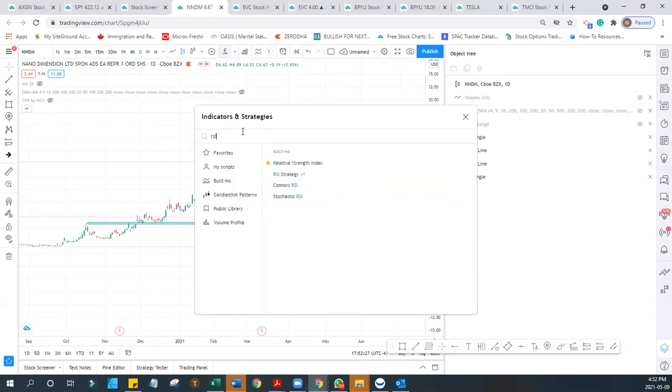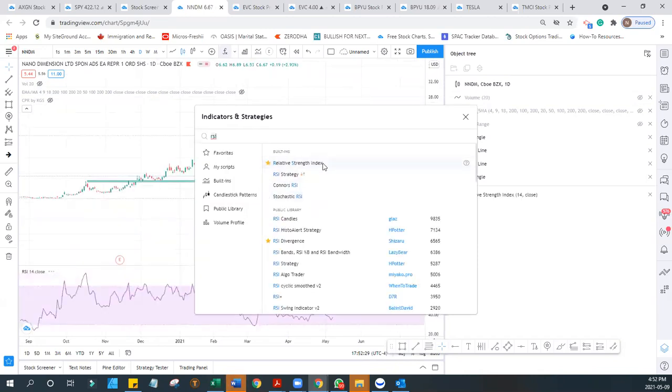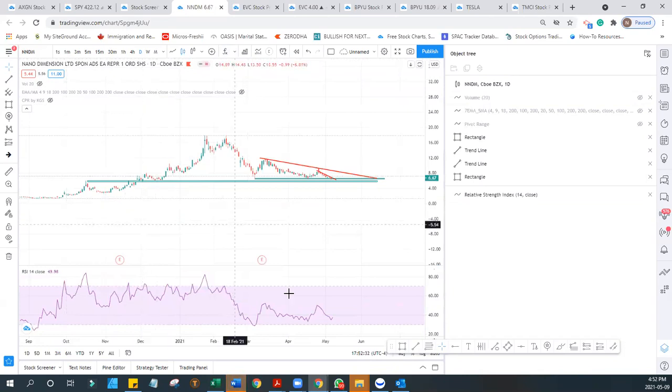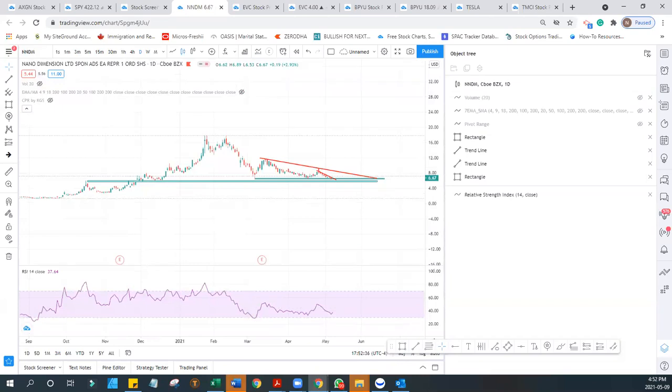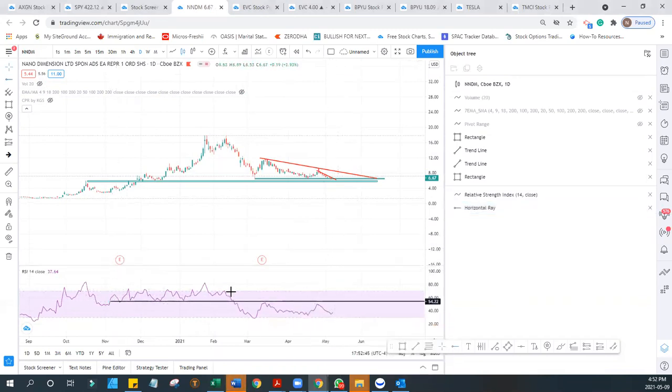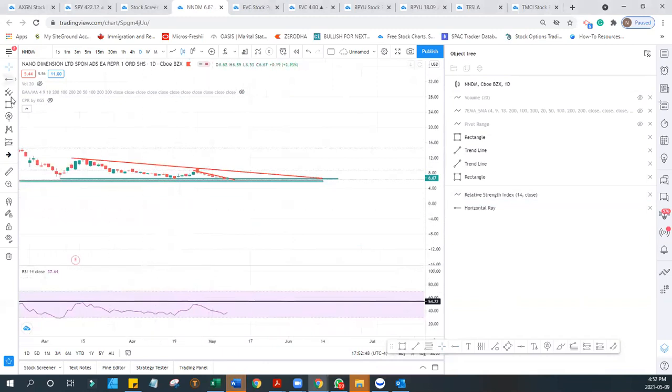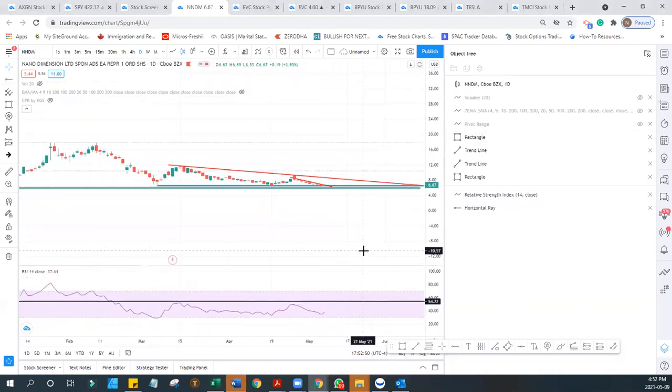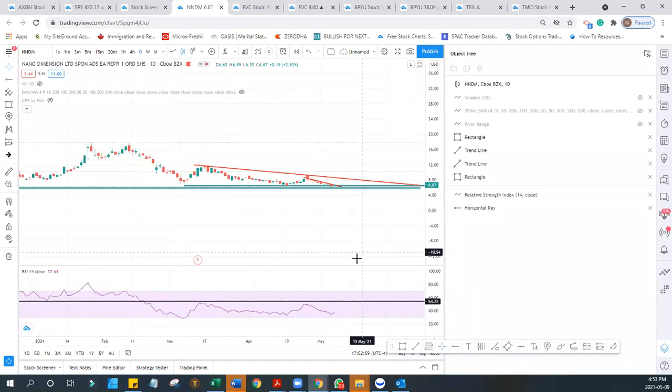Okay. So RSI, you can use it a different way. The way we used it last time, we made sure we used it along with the price action. So this is the RSI for the NNDM, right? RSI gives an idea about the momentum or the strength of a particular swing high or swing low, right?